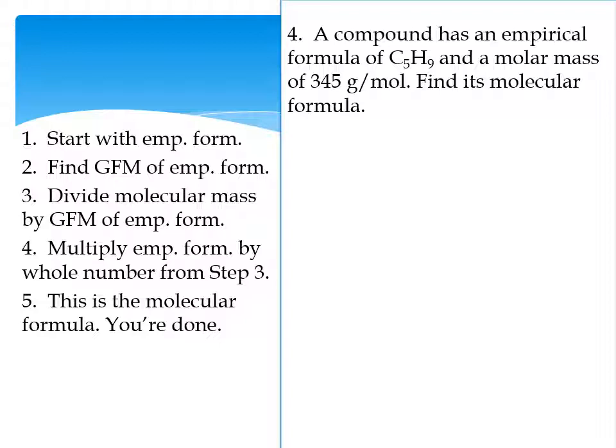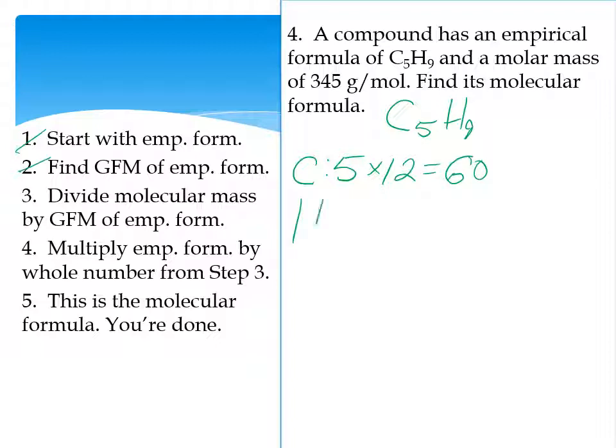So just as we've done, step 1, start with the empirical formula, C5H9. We have to be given that or we have nowhere to go from there. Number 2, find the GFM of the empirical formula. So just as we've done, we want to add the whole thing up. For the carbon part, I see that there are 5 carbons. I look up and see that each carbon weighs 12 as its atomic mass. So 5 times 12 is 60.